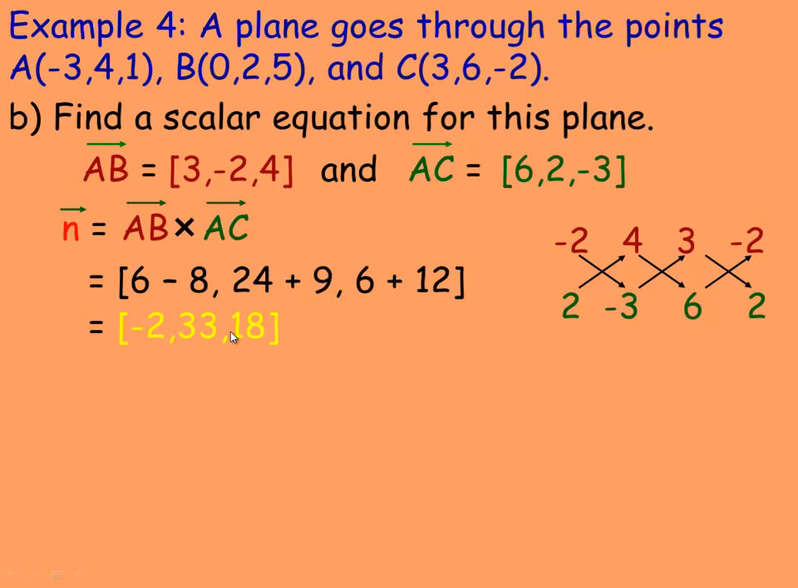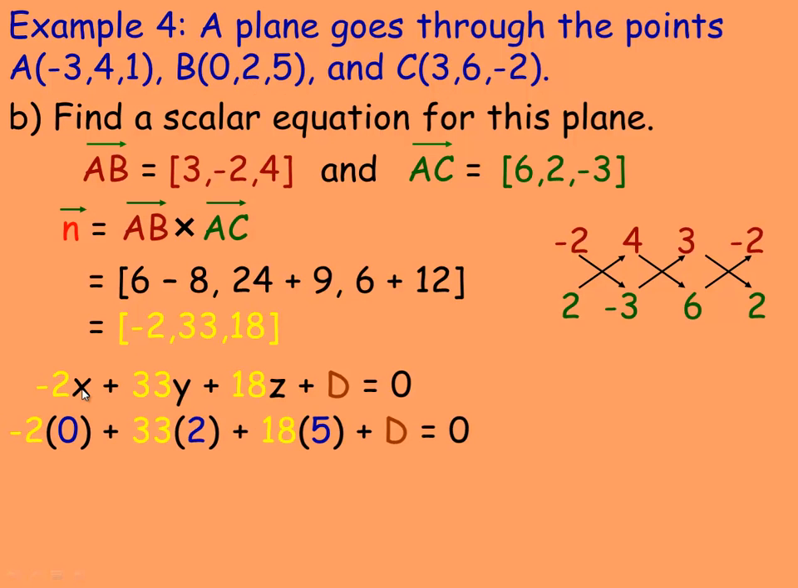So those are the components of a vector perpendicular to the plane. So they are the coefficients of x, y, and z in the scalar equation we're going to find here. We need just to find D now. And so we can use any of these points. It really doesn't matter which one. I'm going to use B.